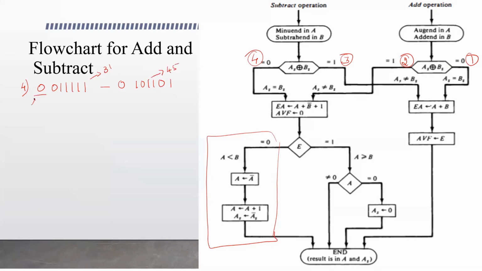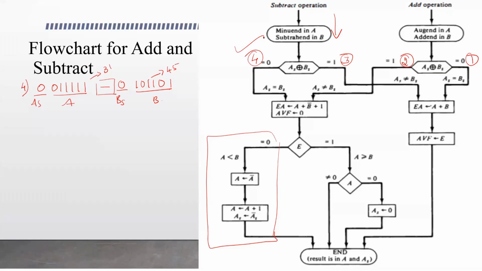And here is AS and A. This is BS, sign bit, and this is B. Now the operation to be performed is subtraction. So we begin with this. And here we check the sign bits, AS and BS, exclusive OR gives us 0 because the sign bits are 0 and 0, and exclusive OR gives us 0. So the path it takes is this path, 4.